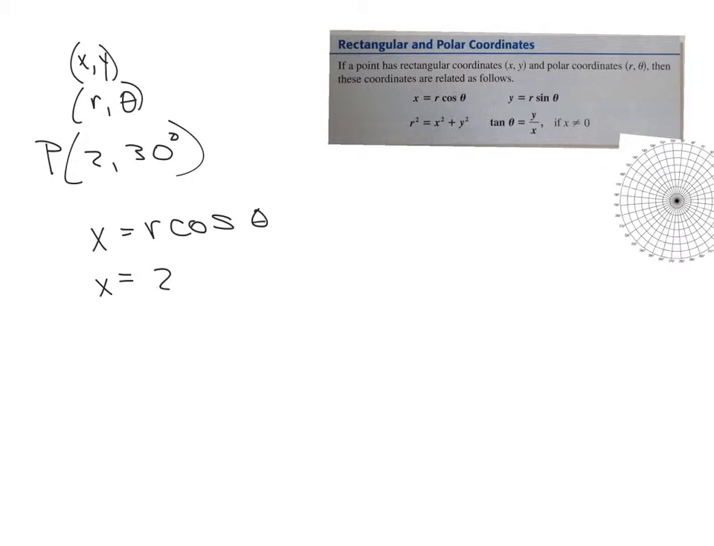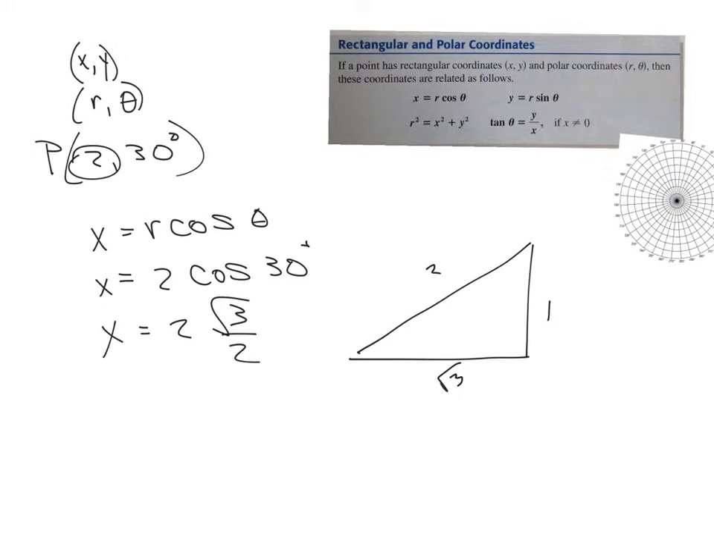X equals 2, that's my r, cosine of 30 degrees. And because you're so stinking smart, you know that your r equals 2, and then you take your calculator and find the cosine of 30 degrees, which is adjacent over hypotenuse, which is going to be square root of 3 over 2. And just a reminder, for a 30-degree angle, it's going to be adjacent over hypotenuse. Okay, so that's my x value.